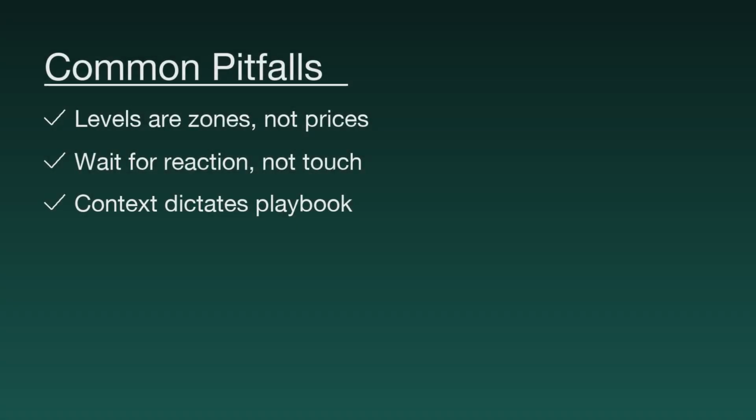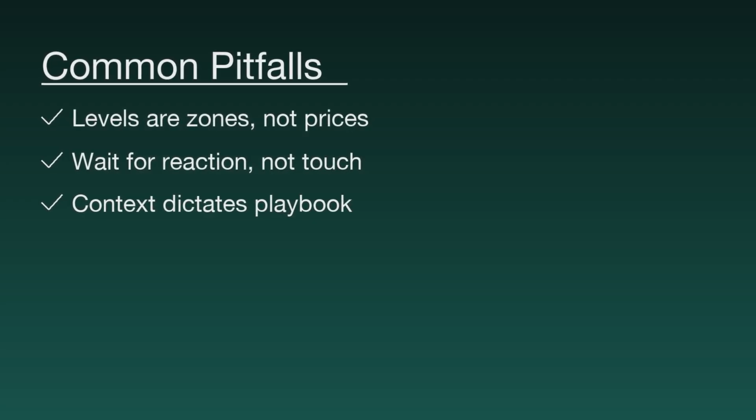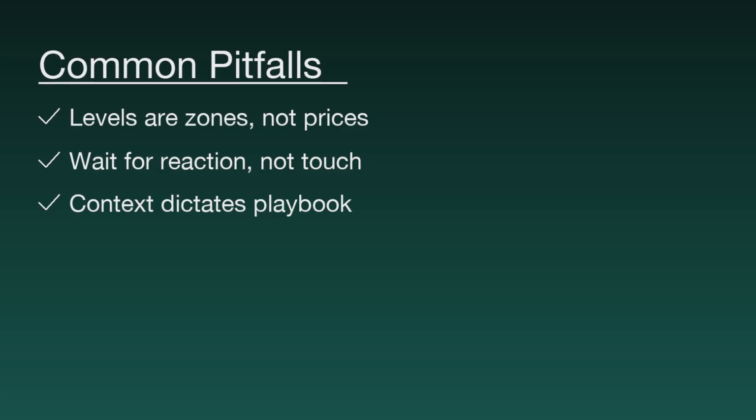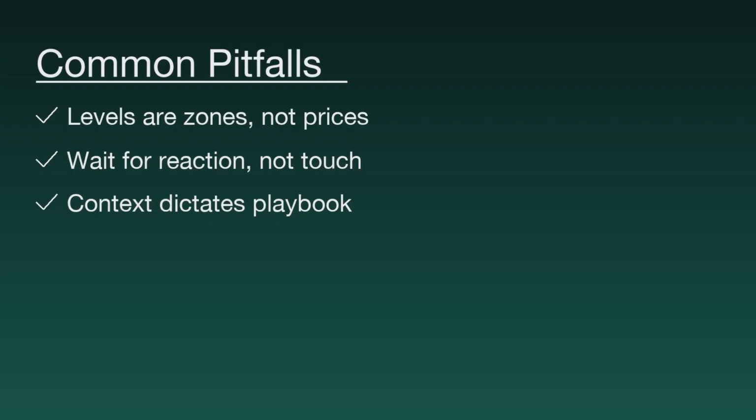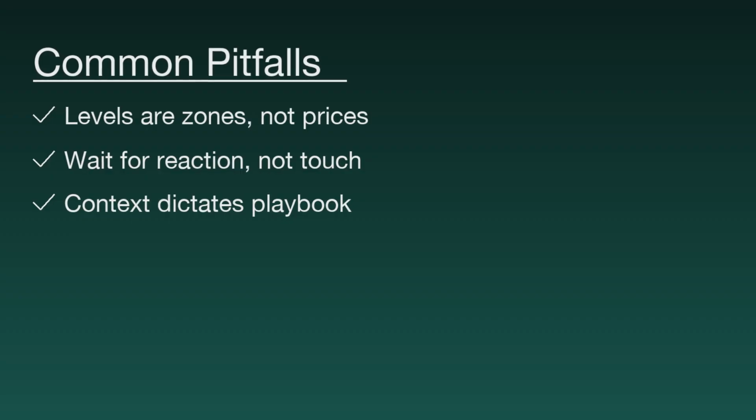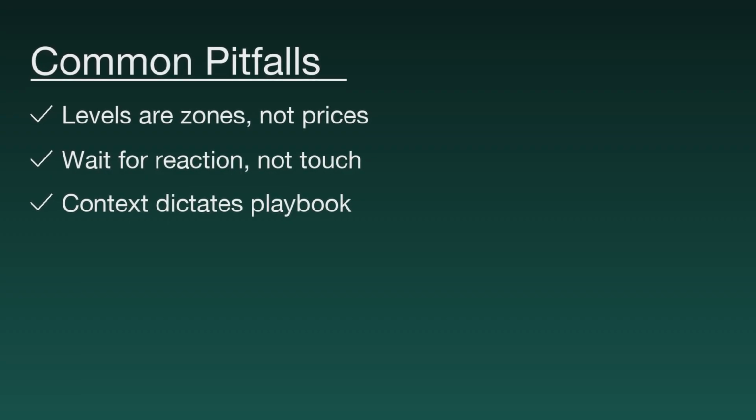3 mistakes kill pivot traders. First, treating levels as precise prices instead of zones. Allow a few ticks of slack. Second, trading every touch. Wait for a reaction candle or a momentum shift. Third, ignoring context. The same R1 that gets faded on a range day gets bought aggressively on a trend day. Read the open, read the volume, then decide which playbook applies.